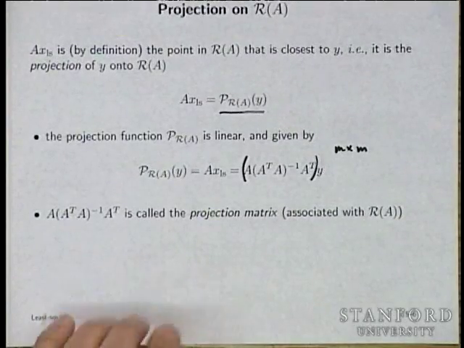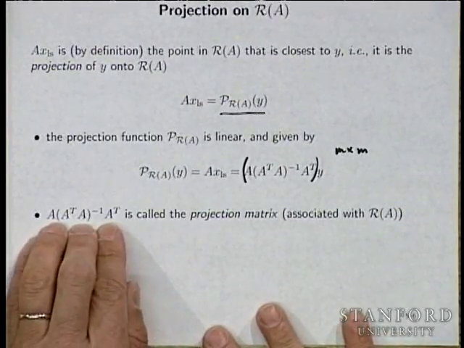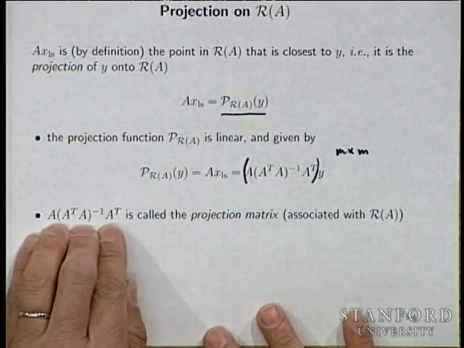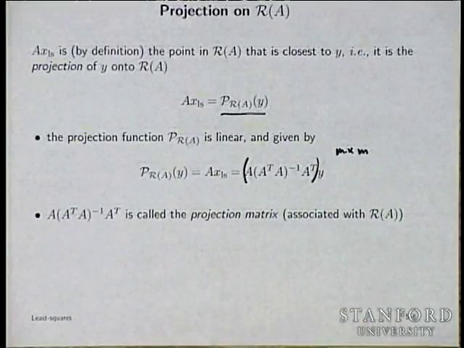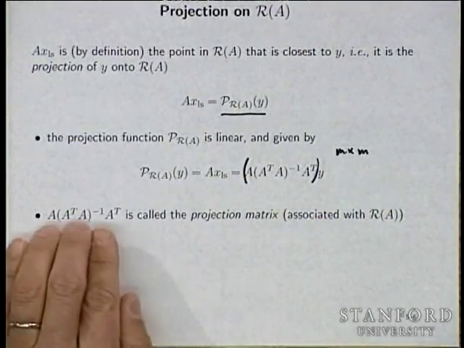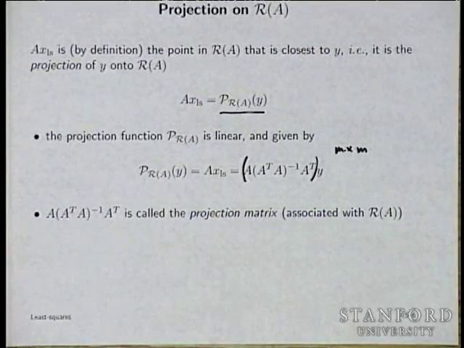Okay. So this is a matrix you will also see quite often. It's (A transpose A) inverse A transpose, and that's called the projection matrix. It's actually a projection onto the range of A. That's what this matrix is.